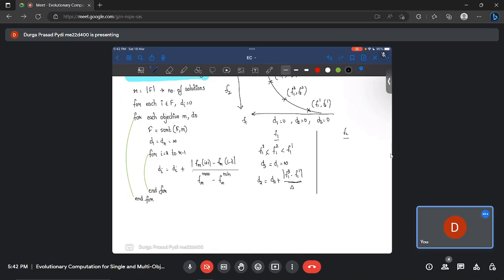Instead of 3, if you have 4 solutions, the neighboring points for each one will be I minus 1 and I plus 1. You iterate using this formula. For each objective function, you get I plus 1 and I minus 1. You get the difference, scale it with respect to the total range of the objective function, and add it to the distance. The same approach you follow for f2, but keep in mind that when you are updating, you need to add the values to d, and not set di equal to a new value. Suppose you get some value of d2 here; in the second case, you update from that d2.